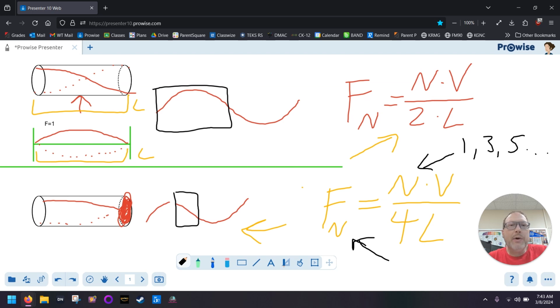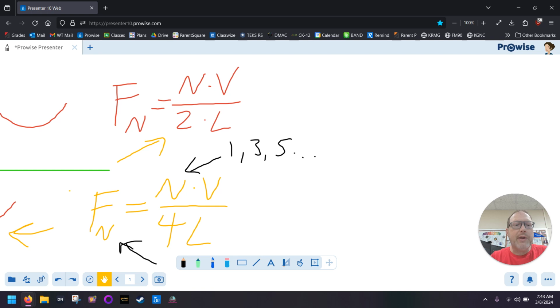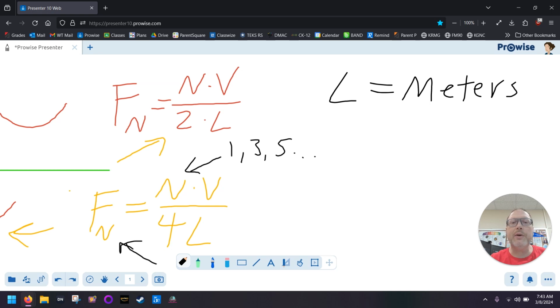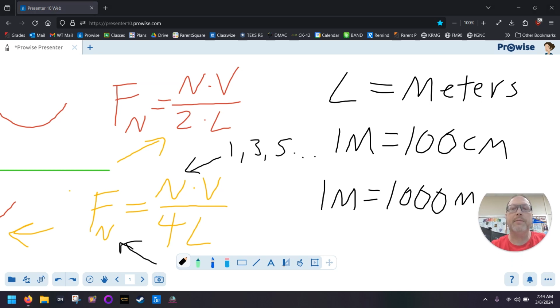Big things to keep an eye out for on those is look out for things like unit conversions, because they do have a few of those. You need to be sure that your length is in meters. And so if they give it to you in centimeters, remember that 1 meter is equal to 100 centimeters. And if they give it to you in millimeters, remember 1 meter is equal to 1,000 millimeters.